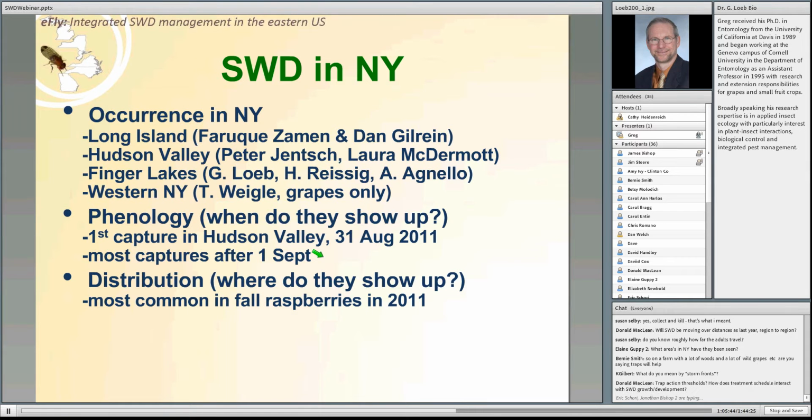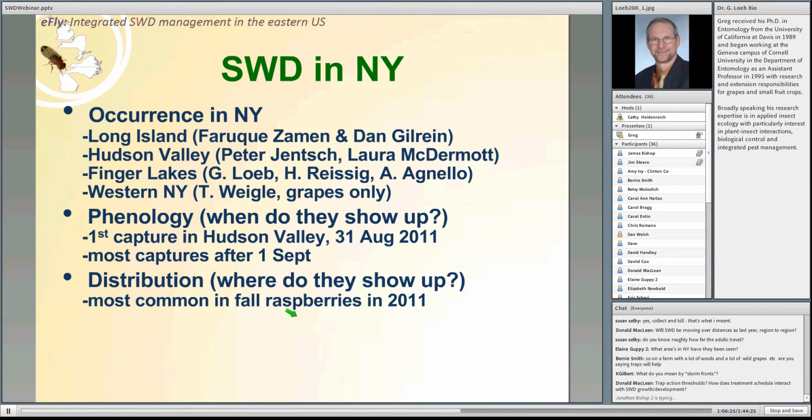And in fact, in Long Island, Farouk, I didn't have all this data to show. Farouk got some incredible numbers in traps late season on Long Island. So they were showing up in the Hudson Valley, Long Island, Eastern New York in general, but also the Finger Lakes. Tim Weigel did not get any detections in Western New York, but he mainly only sampled in vineyards. There were some detections in northwest Pennsylvania. Actually, excuse me, the north central west Pennsylvania. So they're in that area as well.